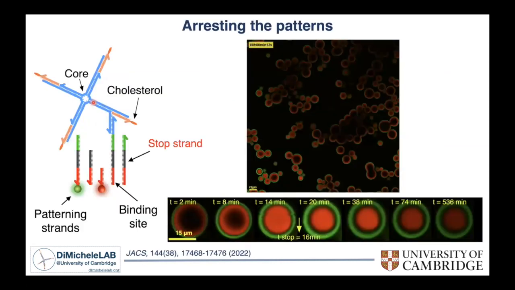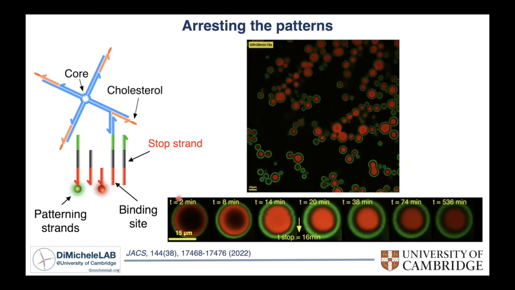So all of this is not really useful if you let it equilibrate to the point in which all of the binding sites become occupied by the longer strands, because then you lose your pattern. But it's actually very easy to arrest these processes at any time you want by adding an excess of this stop strand, which has the same sequence as the binding site. You add it in solution, in excess, and it captures all of the leftover patterning strands, arresting the process. And you can see this in this video.